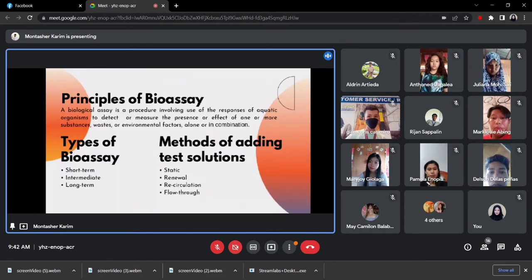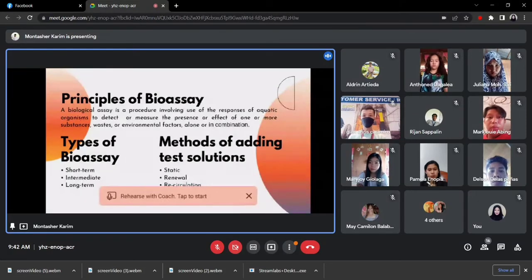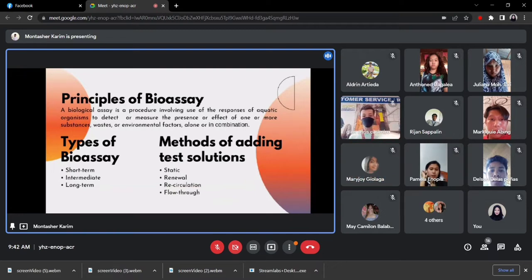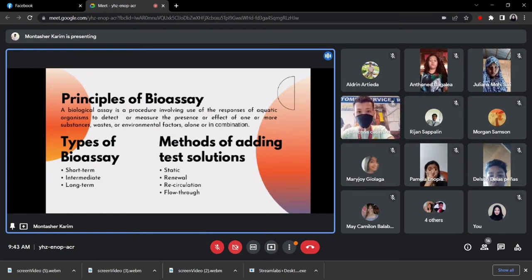So let's proceed to the principle of bioassay. A biological assay is a procedure involving the use of the responses of aquatic organisms to detect or measure the presence or effect of one or more substances, risk or environmental factors alone or in combination. The principle of bioassay is an analytical method to determine the concentration or potency of a substance by its effect on the aquatic organism.